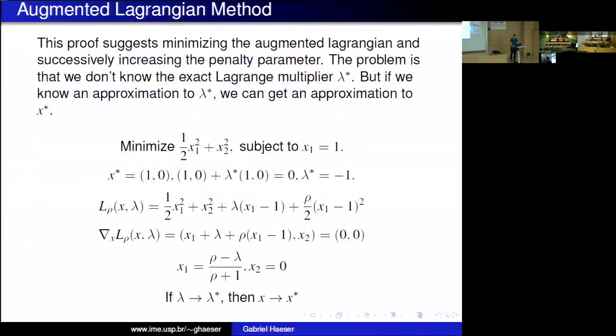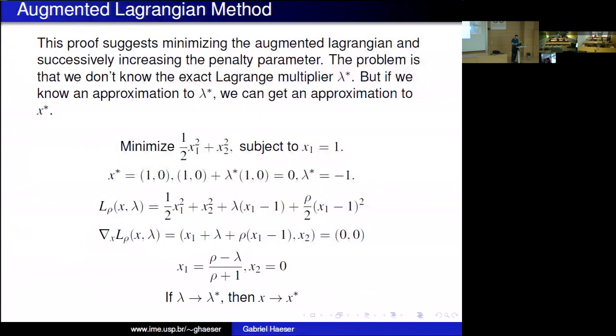And this proof suggests that minimizing the augmented Lagrangian is a good idea. At least if this sufficient condition holds, the solution will be the unconstrained minimizer of the augmented Lagrangian if I take ρ large enough. So the idea of the method is precisely this. We increase the penalty parameter and minimize the augmented Lagrangian.